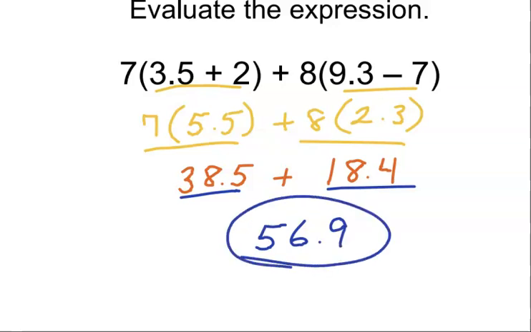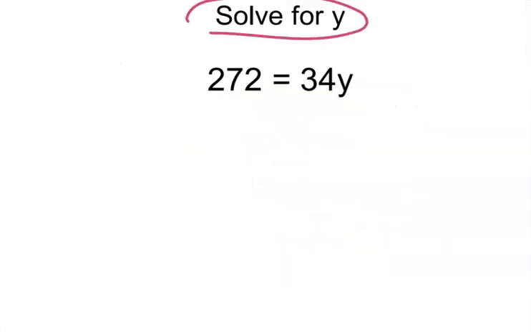And there's the answer when we evaluate this expression. Solve for y. We just need to get the y by itself, which means we need to get rid of 34. This here is multiplication. 34 and y right next to each other is multiplication. So the opposite of multiplication is to divide.